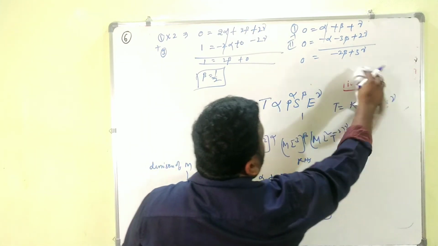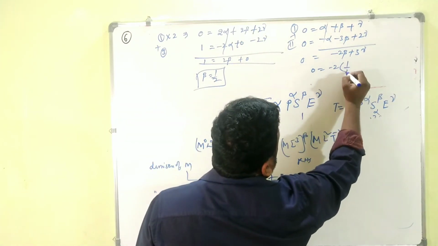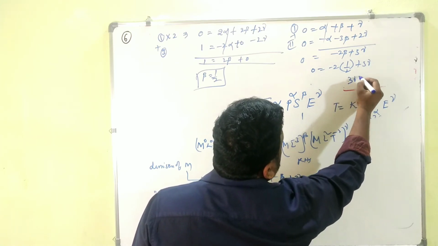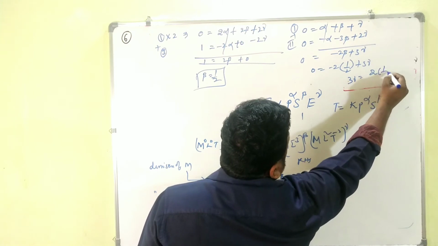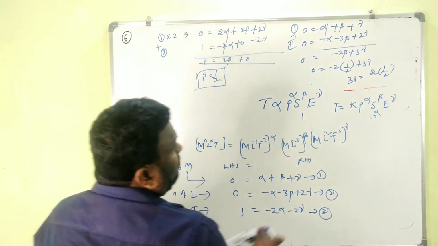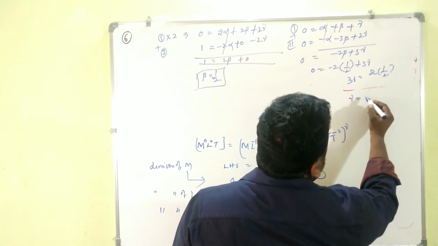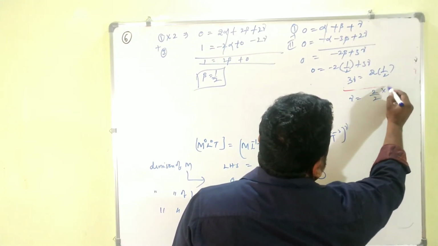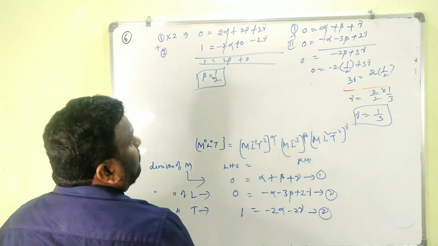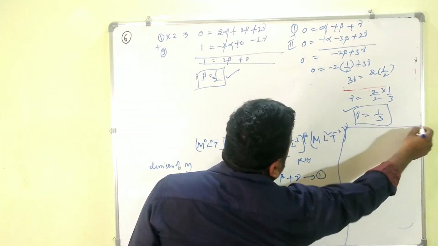Then after, we have to substitute here. 0 equals minus 2 into beta value, which is 1 by 2, plus 3 gamma. Then 3 gamma equals 2 into 1 by 2. Then gamma equals 2 by 2 into 1 by 3. That means gamma equals 1 by 3. So we got the beta value and the gamma value. Then what do you have to find? The alpha value we have to find.